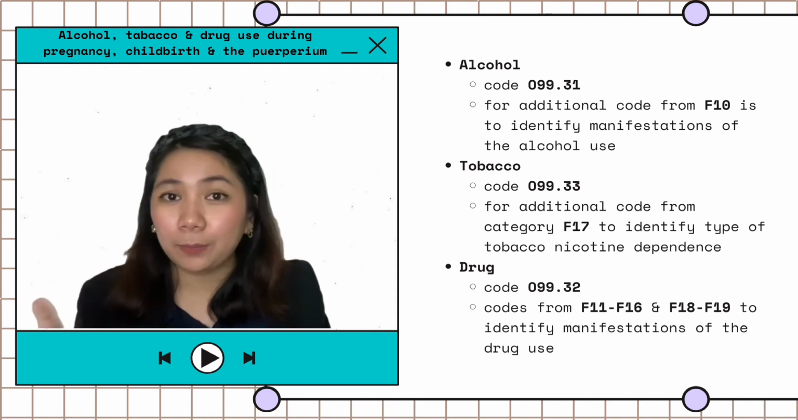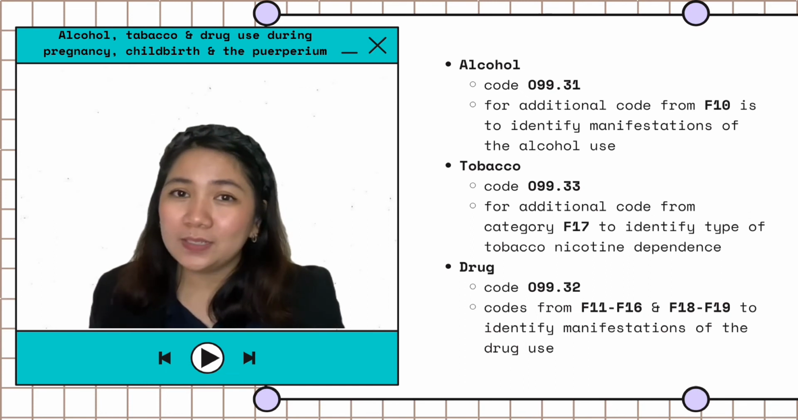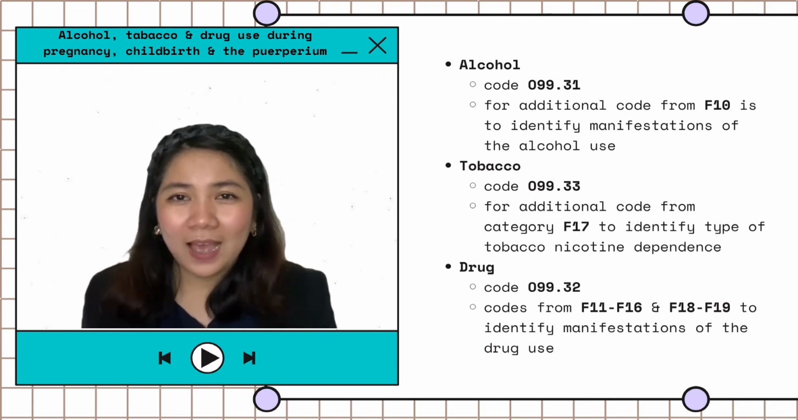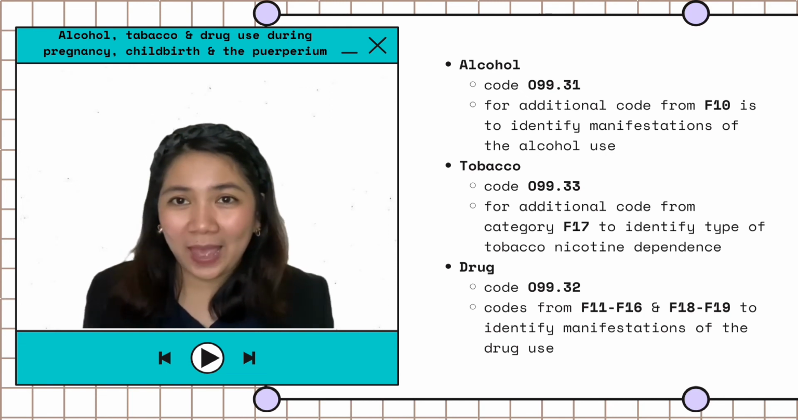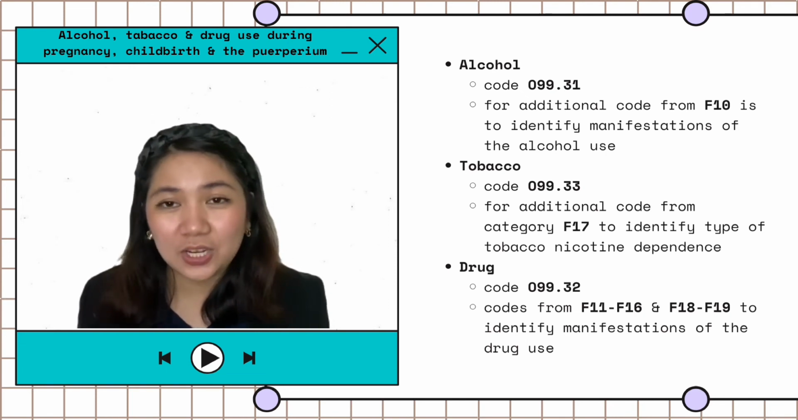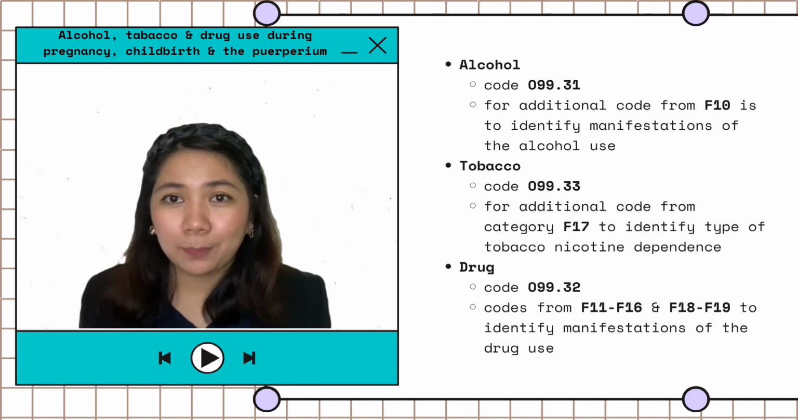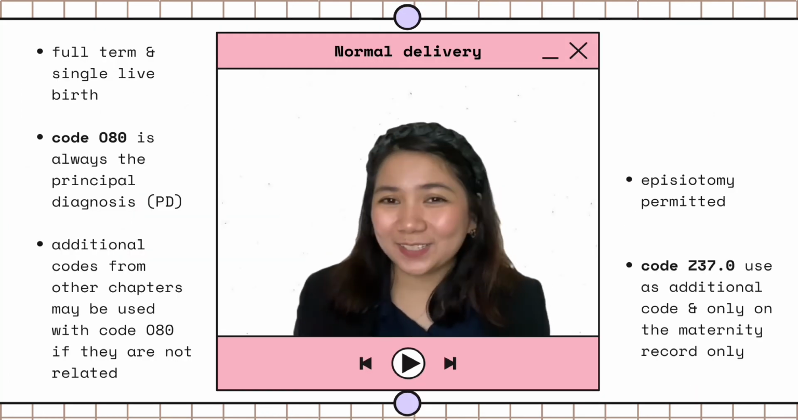For drug use complicating the pregnancy, childbirth, and puerperium, use code subcategory O99.32. Assign codes from category F11 to F16 and F18 to F19 to identify the manifestation of drug use during pregnancy and postpartum. The last guideline is normal delivery.